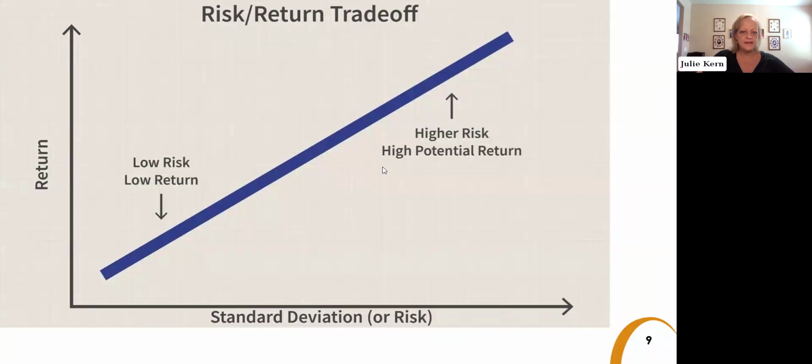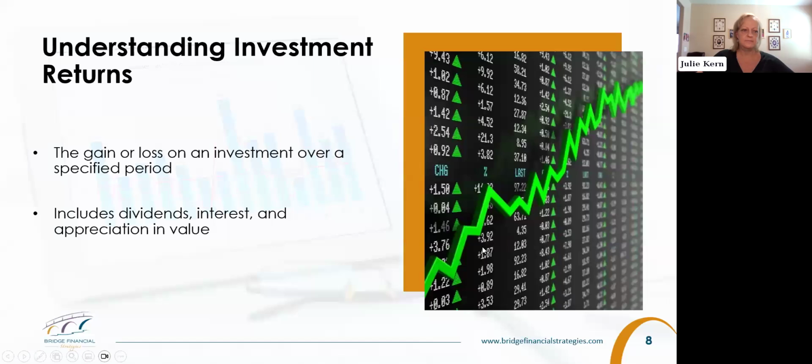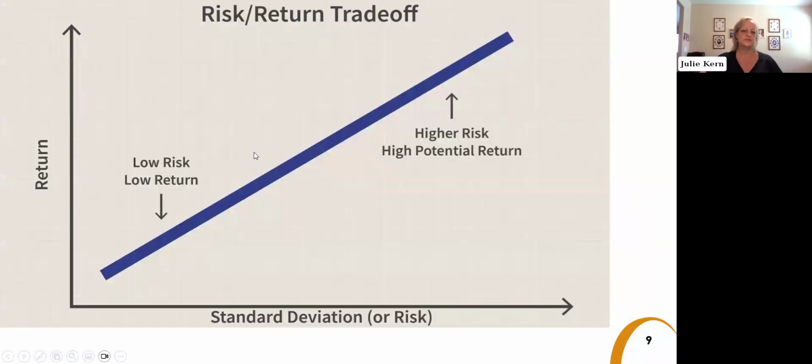Okay, and then this chart is basically, again, the main takeaway, which is just that low risk goes with low return, higher risk, you have a higher potential return. It's not exactly 100%, but just know that if you want less risk in your portfolio, you're going to have to accept a lower return. If you want more return, you have to be willing to accept a higher risk.